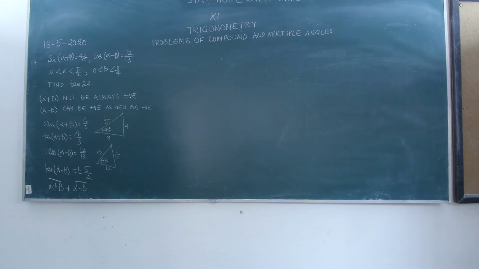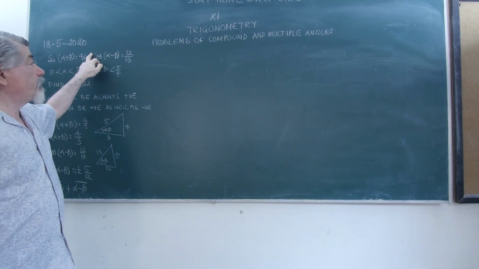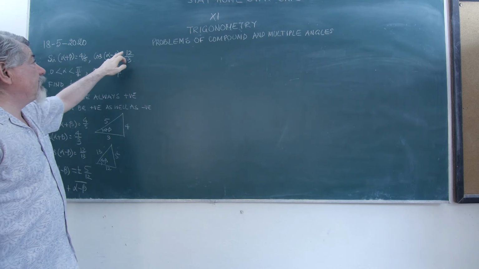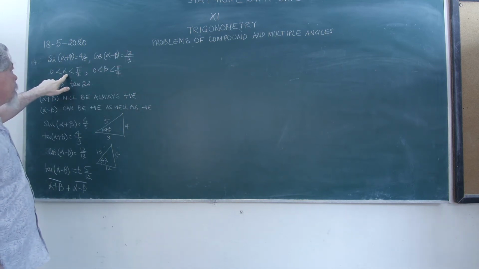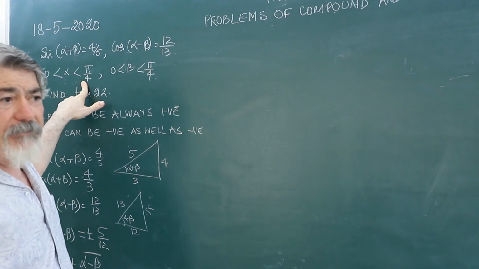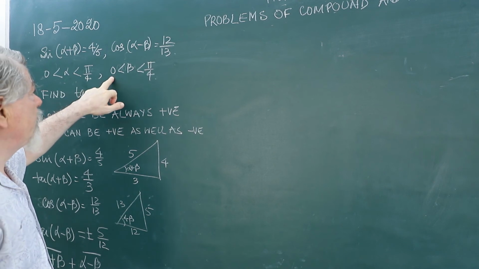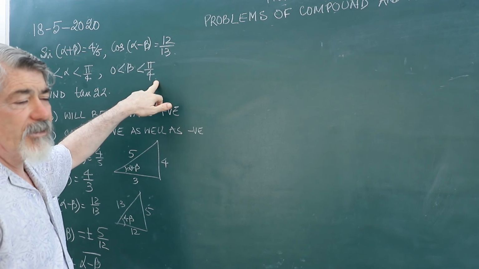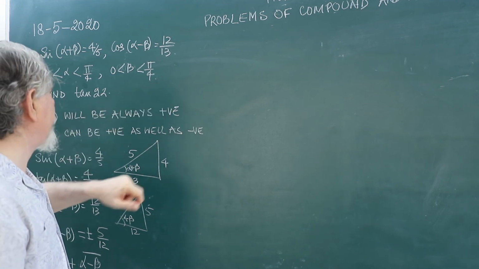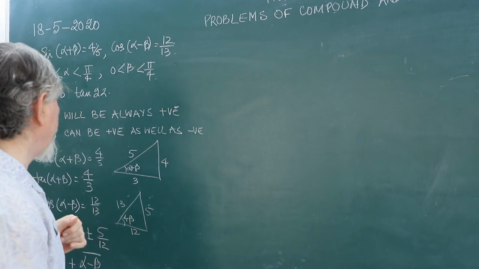Okay. Let's look into the next problem. Sine alpha plus beta is 4 upon 5. Cos alpha minus beta is 12 upon 13. He says alpha is greater than 0 but less than pi by 4. Pi by 4 is 45. So similarly beta is greater than 0 and less than pi by 4. Find tan 2 alpha. He wants us to find tan 2 alpha.